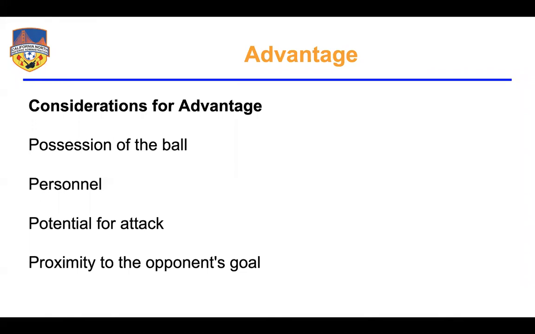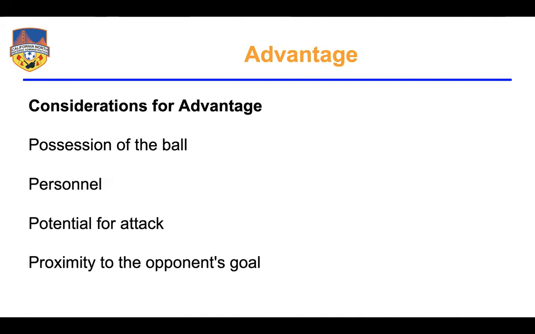And then along with that is your proximity to the opponent's goal. All these things sort of factor in together. If you are close to your opponent's goal, you've got potential for an attack, and you've got the personnel, and you've got the ball, then yeah, hey, these are all indicating we should probably call an advantage. We probably don't want to have advantage in a team's defending penalty area.